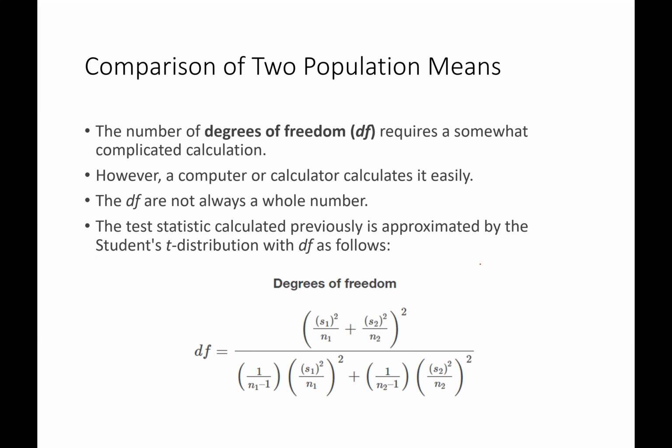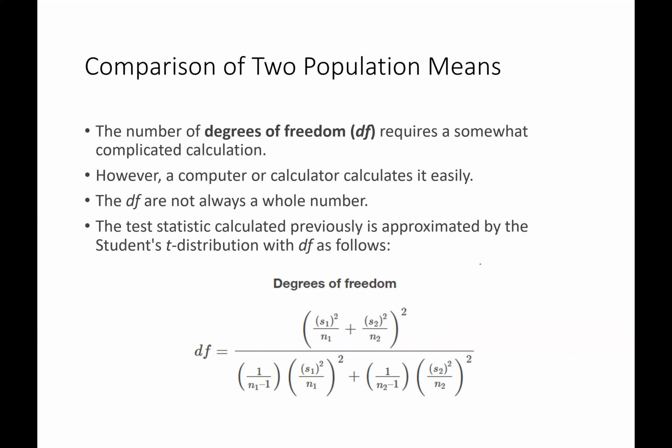The number of degrees of freedom requires a somewhat complicated calculation. Somewhat is an understatement. However, a computer or calculator, and your calculator can find this quite easily, calculates it easily. The degrees of freedom is not always a whole number. The test statistic calculated previously is approximated by the student's t distribution with these degrees of freedom as follows.